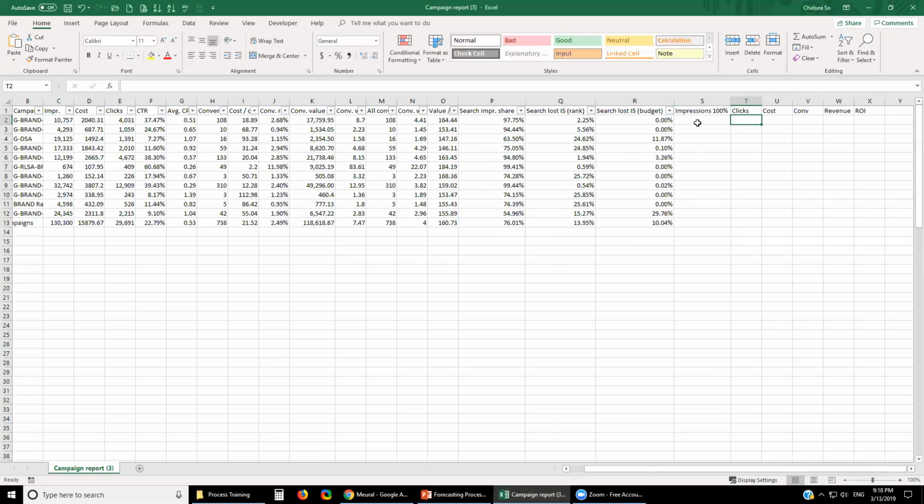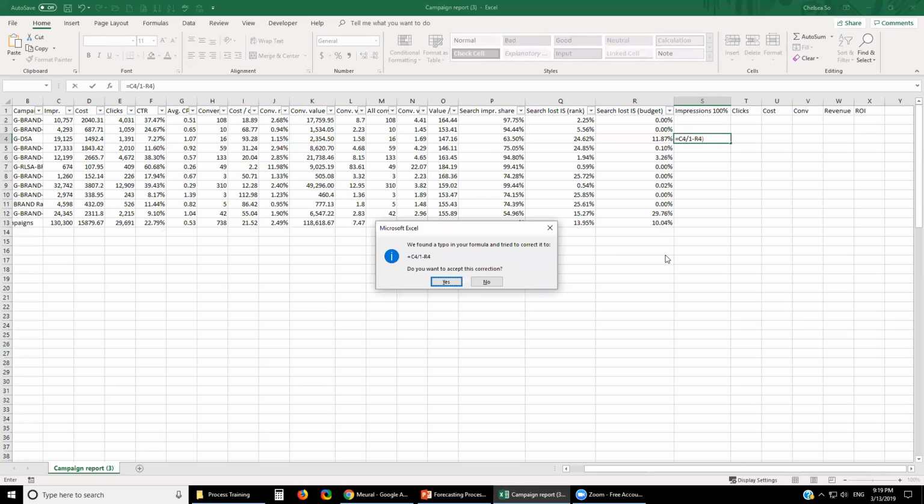Okay, so remember our calculations? So we're going to take our impressions, and we're going to divide it by 1 minus, oh, we don't have it for budget. Hold on one second. Let me do that down here for our budget stuff. So equals impressions divided by 1 minus my search impression share loss due to budget. Oops, what did I do wrong?